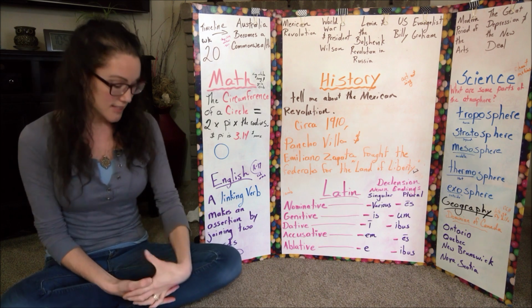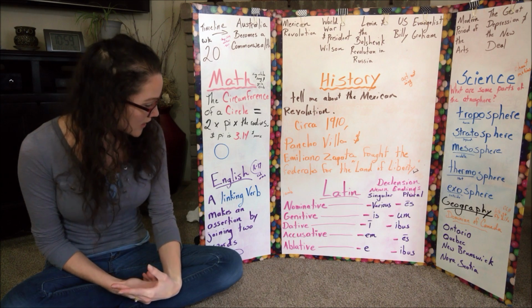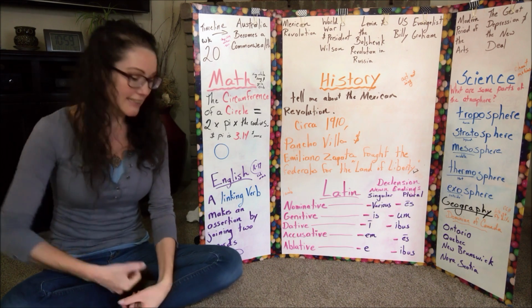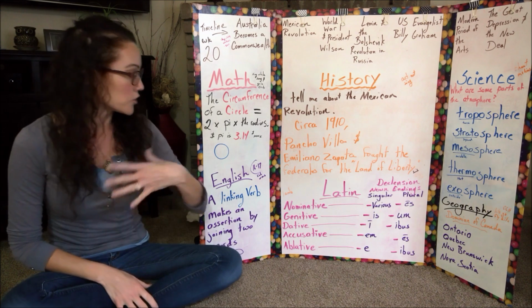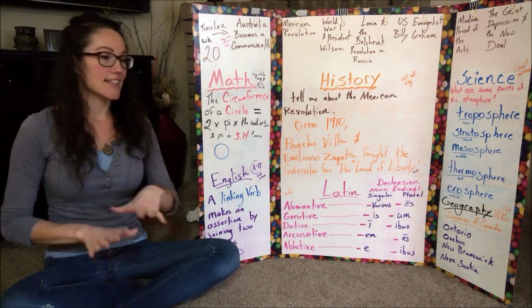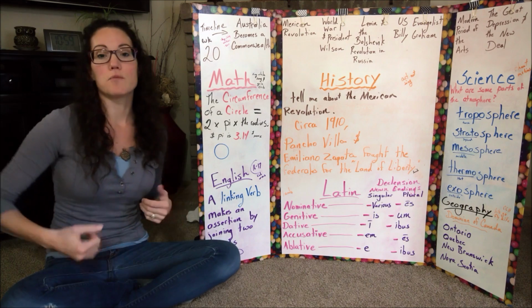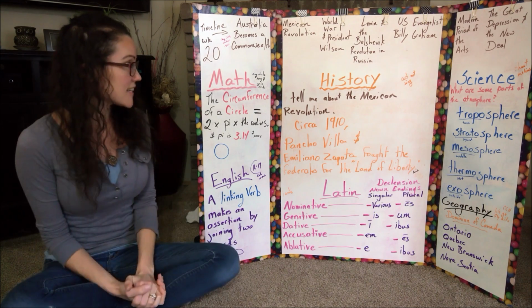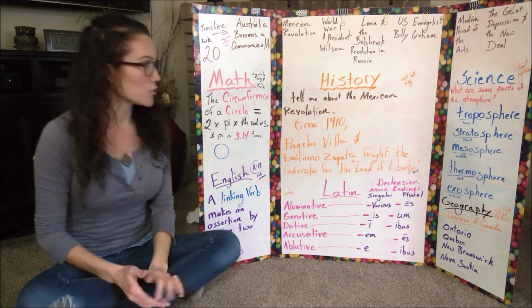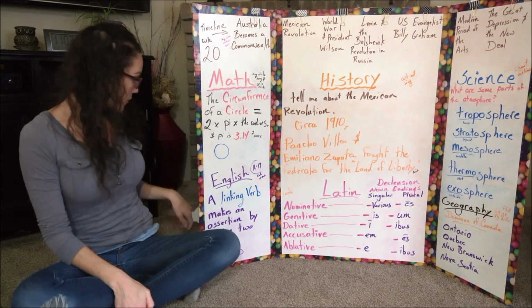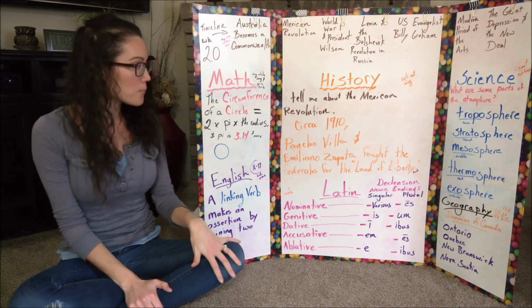And we would sing that a couple times, and then I would have them link arms with their neighbor, and we'll just keep singing it over and over again as they go around the room, just linking arms. And that's English. History. Tell me about the Mexican Revolution. For this one, we are going to act it out.